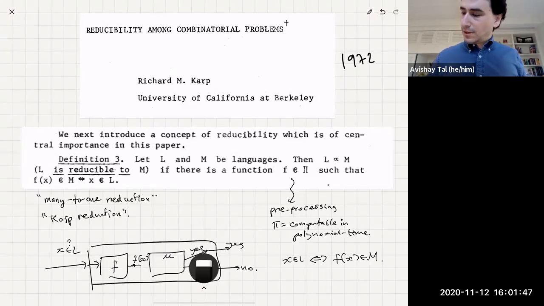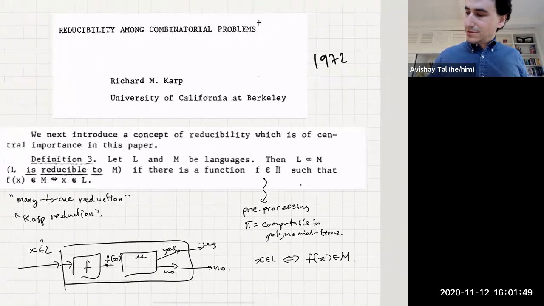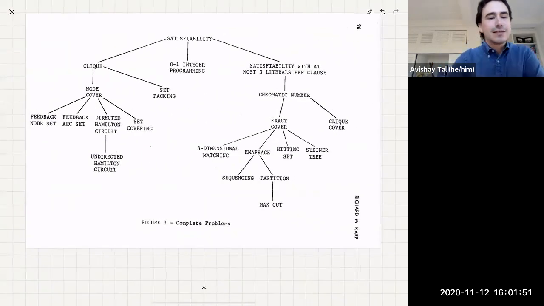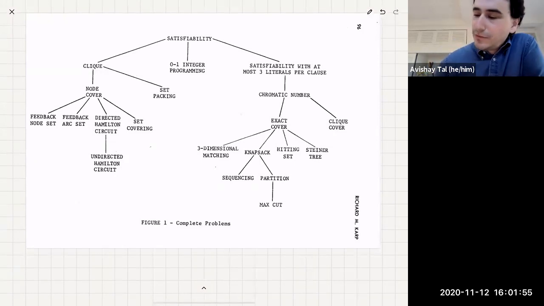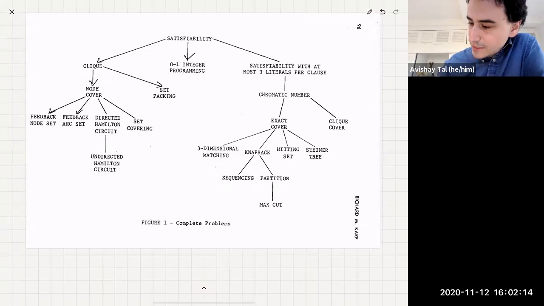Okay. So Karp had this very nice picture in his paper, and he started with circuit satisfiability, or actually satisfiability, and then he reduced it to all these other problems, and he showed that all these other problems are NP hard. You can think of it as if there are arrows here, and every arrow means that there's a reduction. So this is a paper with many reductions.